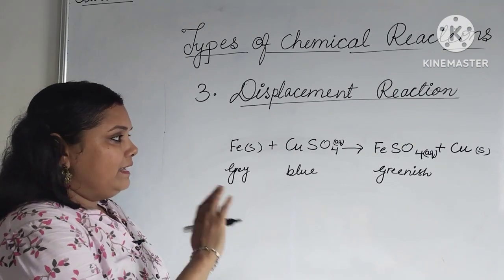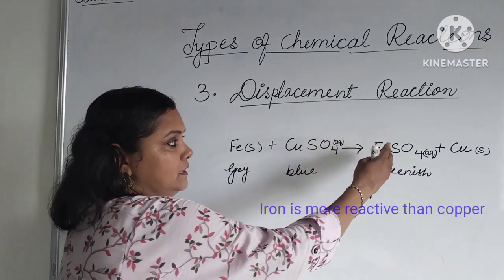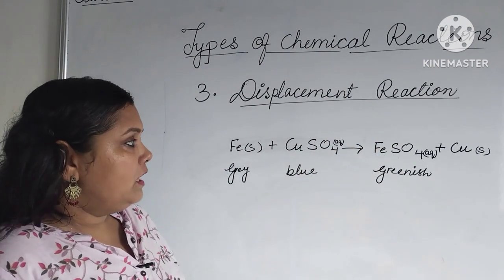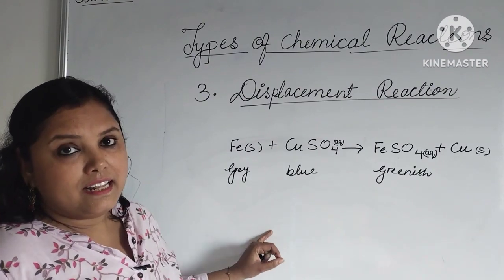So why is this happening? Iron being more reactive than copper, it takes the place of copper. Okay, so this is one of the very important reactions for class 10th.